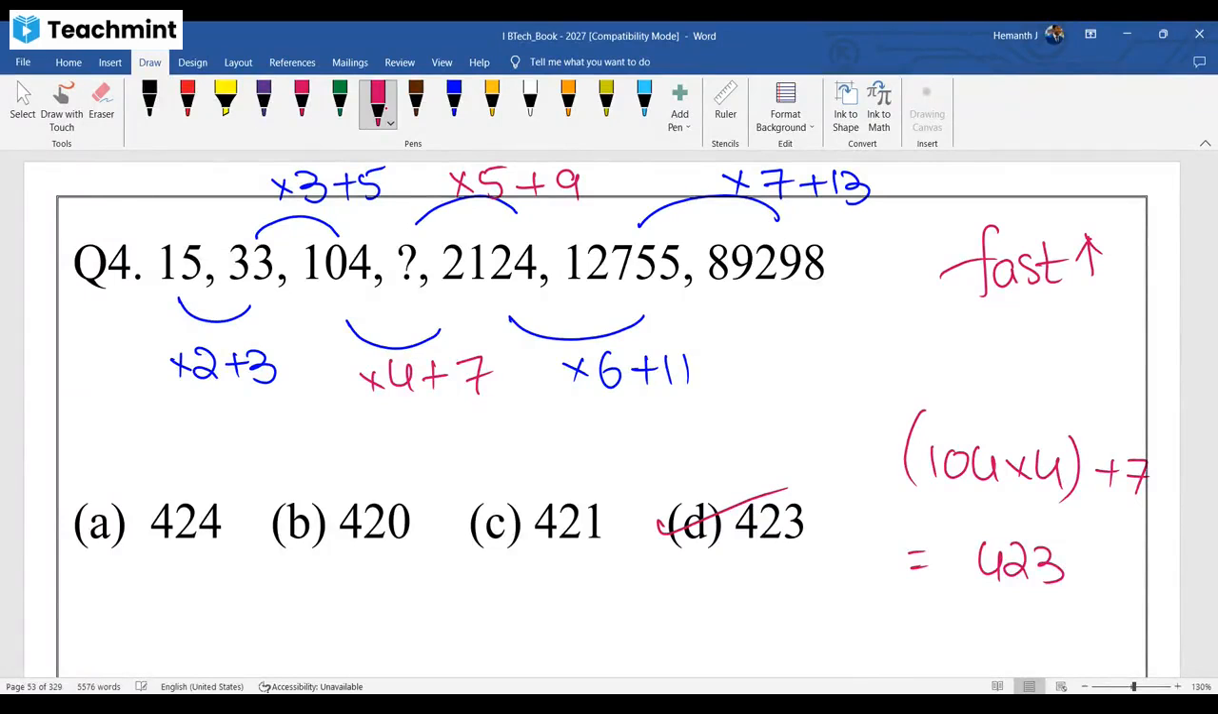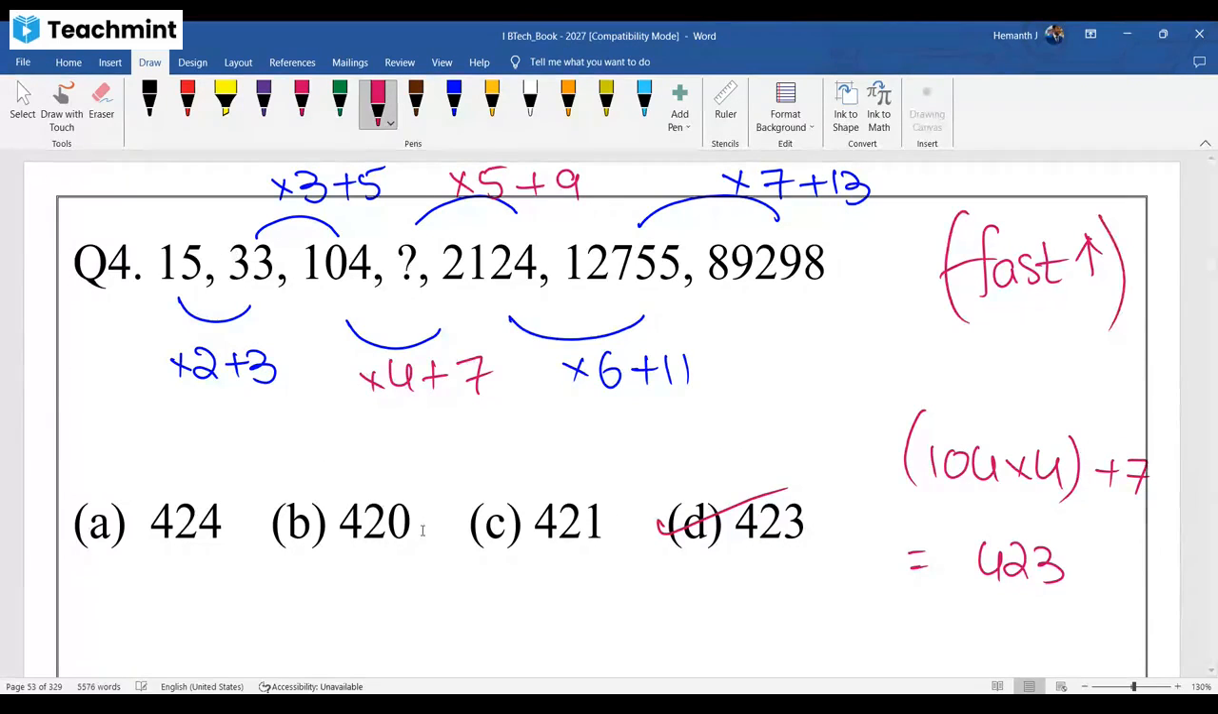Multiply with 2, 3, 4, 5, 6, 7, and there are some extra terms also, 3, 5, 7, 9, 11, 13, which are being added. Done? See the next question. Fast increasing. I hope you got the idea so far.